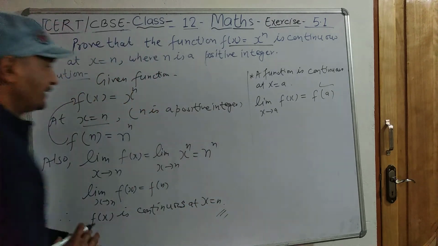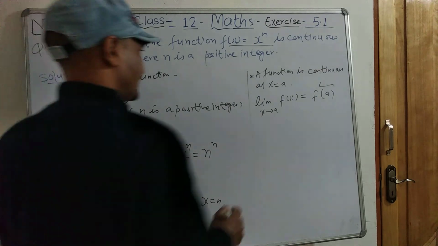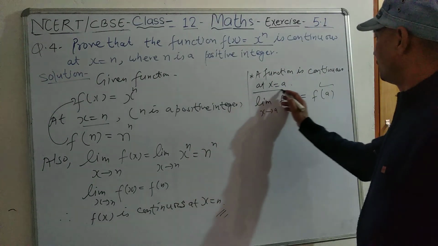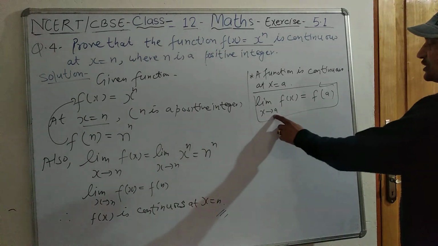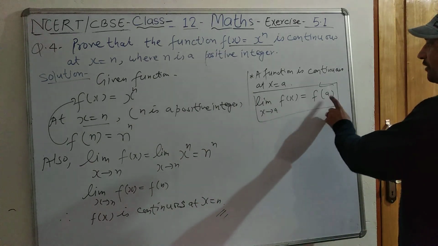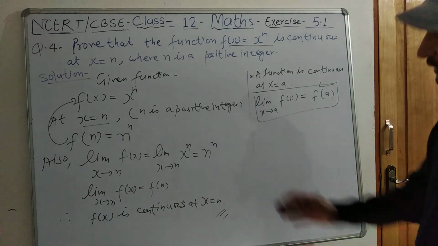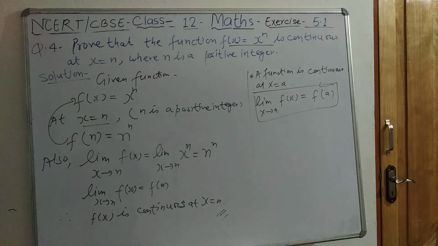So it is very easy this. Always we check this: we take limit x tends to a, f x is equal to f of a, at the point x is equal to a. So it was question number 4 solution.